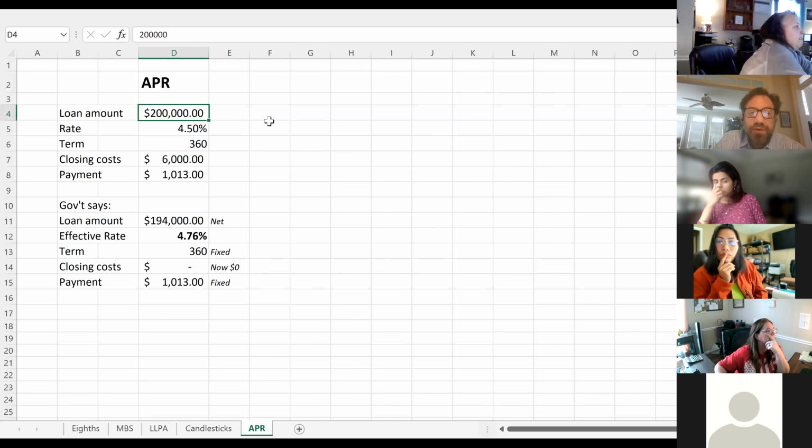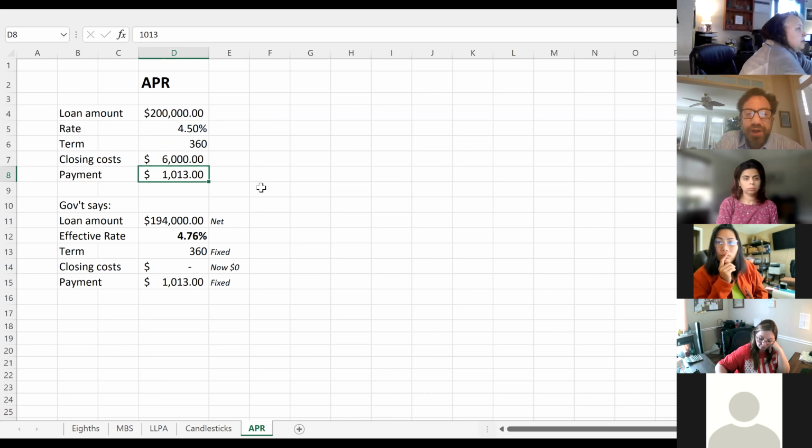But to understand APR, it works like this. If you have a $200,000 loan amount and the rate is 4.5%, and it's a 30-year loan, and your closing costs are 6%, the payment is actually $1,013. That's the truth. I ran this on a calculator. So that makes sense, right? Typical deal. Okay.